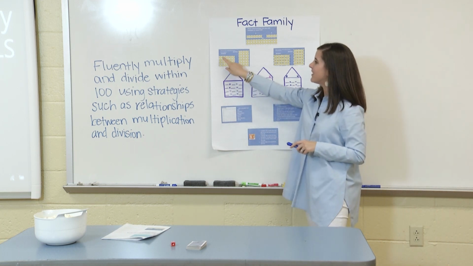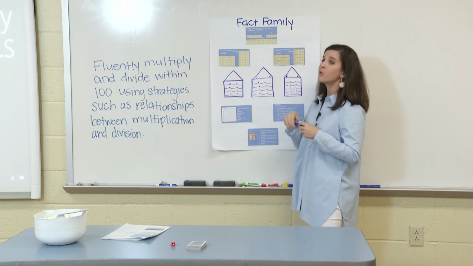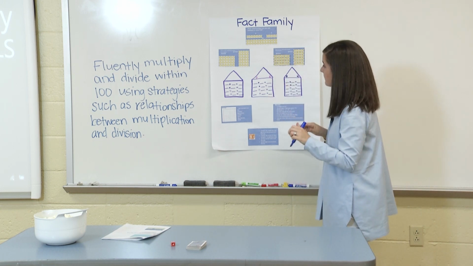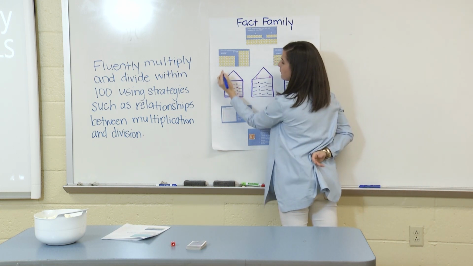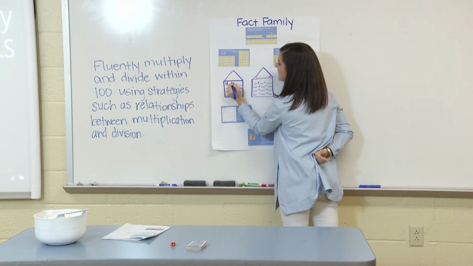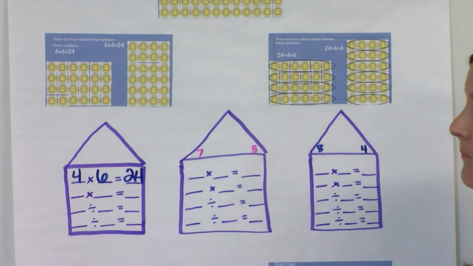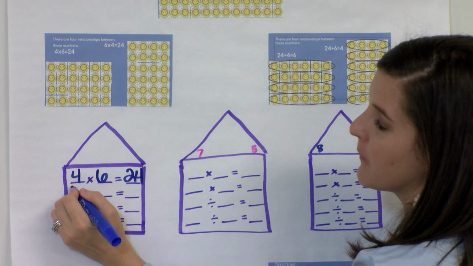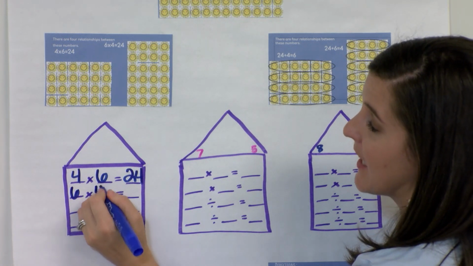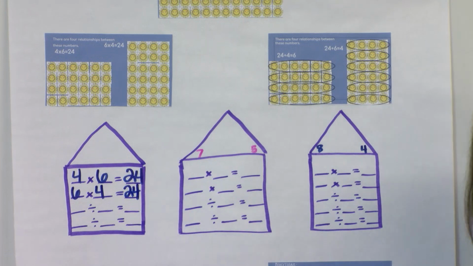So I'm going to take these 4 number sentences and put them down here. So 4 times 6 equals 24. The commutative property, flip-flop those factors. 6 times 4 equals 24.